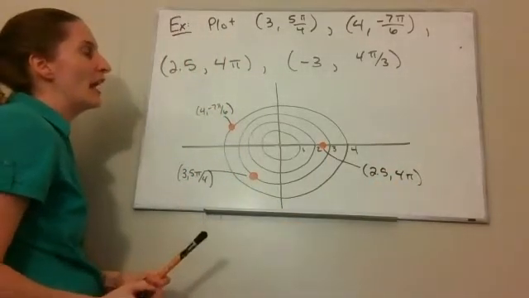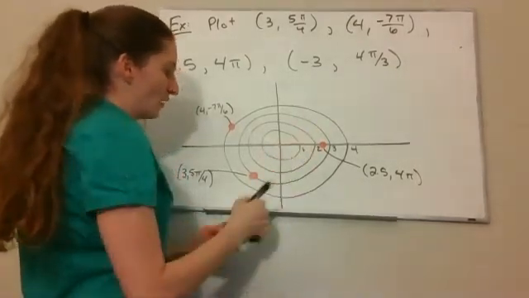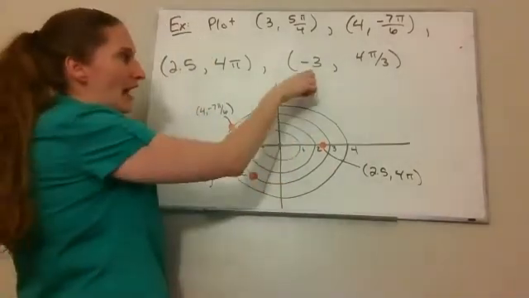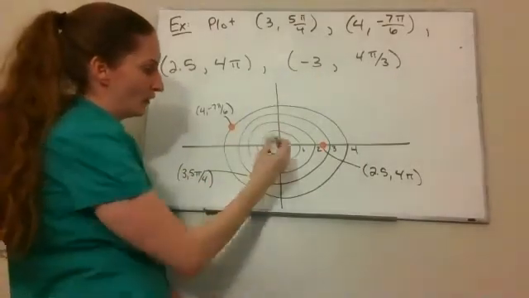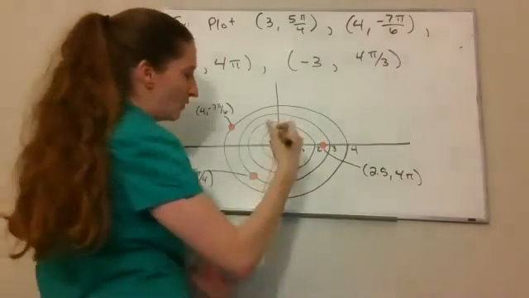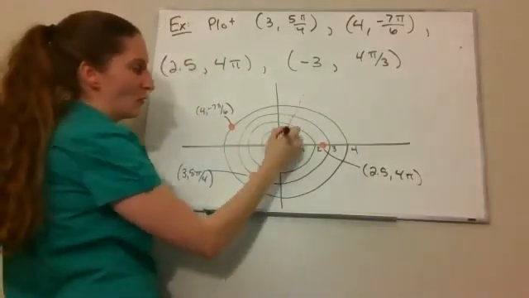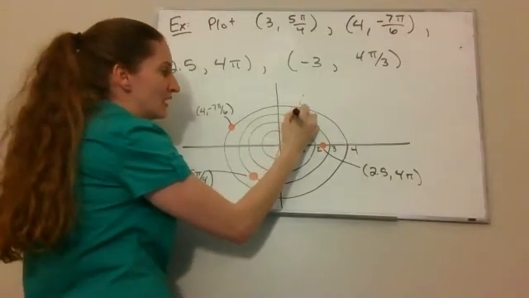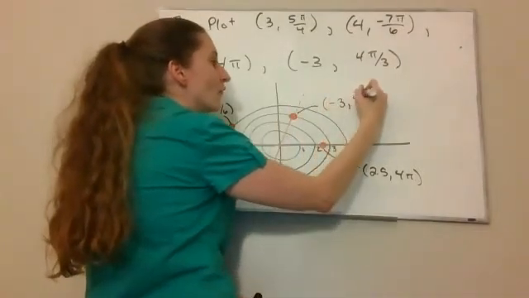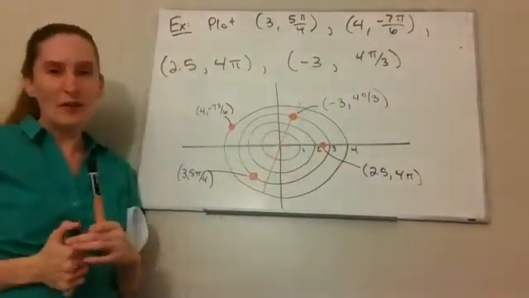And the last one, an angle of 4 pi over 3, and it's positive. Well, 4 pi over 3 would be approximately this angle down here. But I then have an r of negative 3. So instead of going along 3 in the direction of my angle, I have to go backwards 3 spots. So my angle is over here, and I'm going back 1, 2, 3. And that gives me my point of (negative 3, 4 pi over 3).